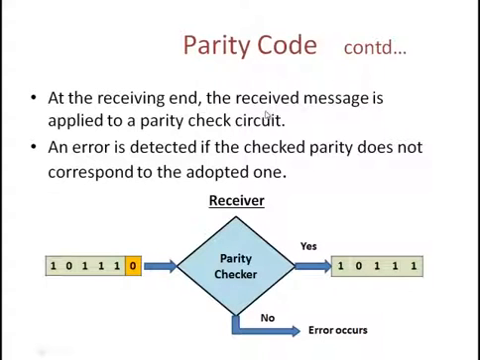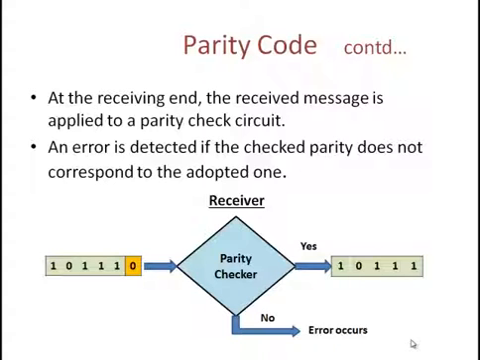At the receiving end, the received message is applied to the parity check circuit. Like here, this is the received data, and this is applied to parity checker which checks the parity of the received data. Now if the checked parity corresponds to the adopted one, that is either even or odd parity, then no error has occurred and the original data is received. But if the checked parity doesn't correspond to the adopted one, then an error must have occurred, and we need some error correcting code in order to get the corrected code from the received data.